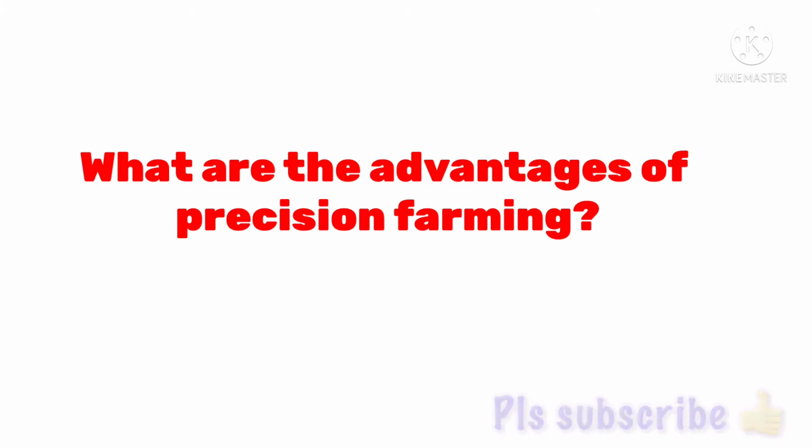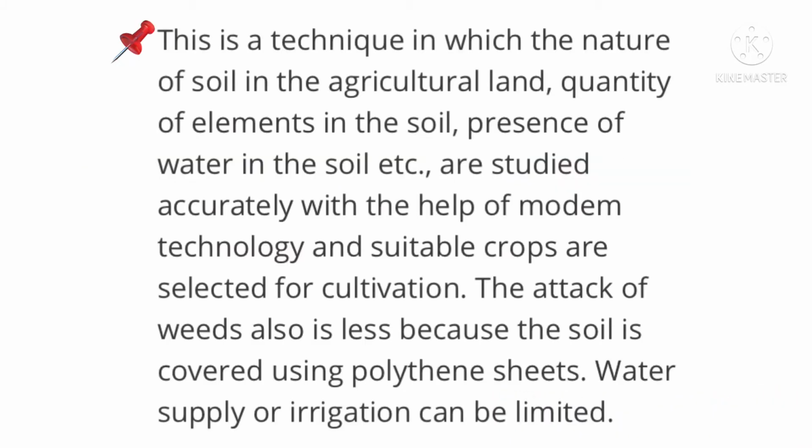What are the advantages of precision farming? This is a technique in which the nature of the soil in the agricultural land, quantity of elements in the soil, presence of water in the soil, etc. are studied accurately with the help of modern technology and suitable crops are selected for cultivation. The attack of weeds also is less because the soil is covered using polythene sheets. Water supply or irrigation can be limited.